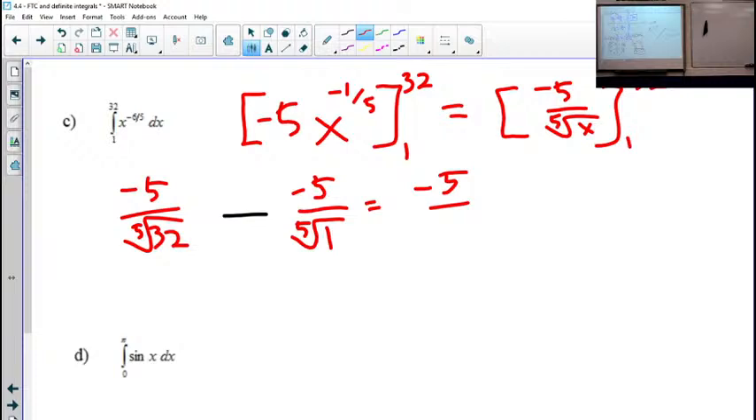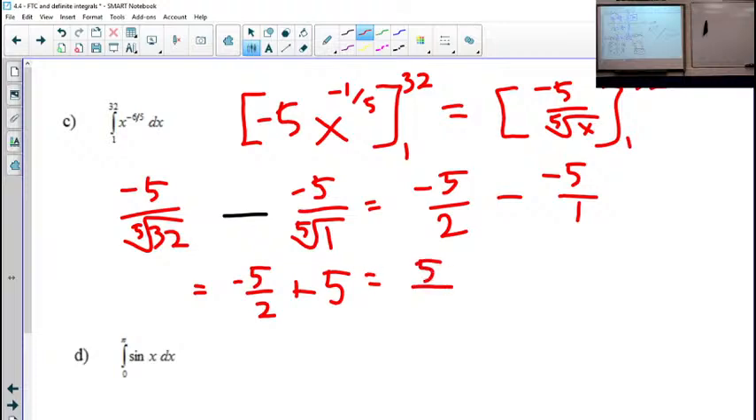The 5th root of 32 is going to be 2, because 2 to the 5th power is going to be 32. It's asking what number to the 5th power gives me 32. What number to the 5th power gives me 1? 1. So that equals negative 5 halves plus 5, which is going to be a positive 5 halves.